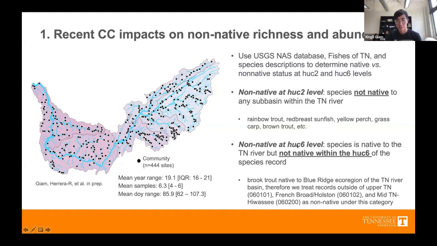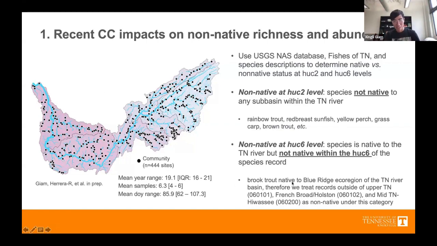There's another group of species that we categorize as non-native at HUC6 level. We have a few of them. These species are present in the Tennessee River Basin. They're native to some HUC6 basins. So for instance, they might be native to the Holston or French Broad River, but then they might be non-native in lower Tennessee. For instance, they might invade one of the lakes here, maybe Kentucky Lake, right? So in that case, for that particular site, they will be considered non-native because they're not native to that HUC6, although they're native within the larger Tennessee River Basin.